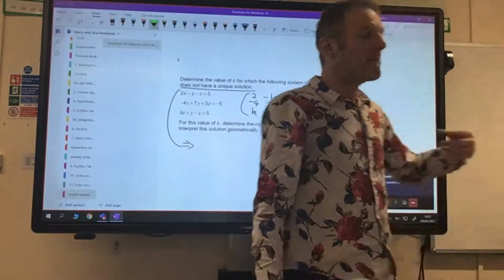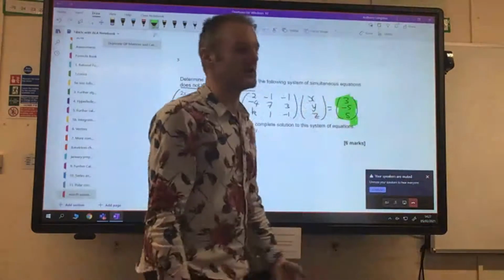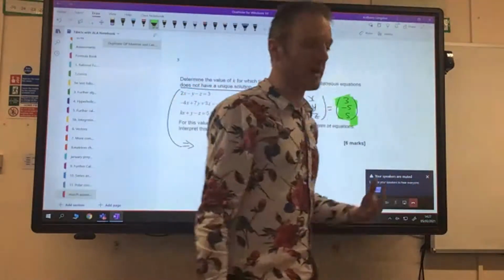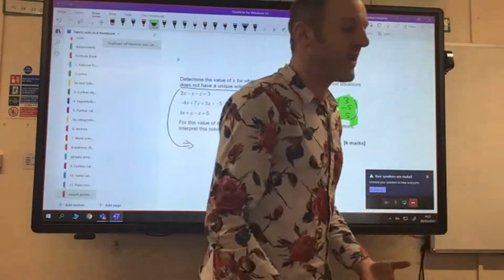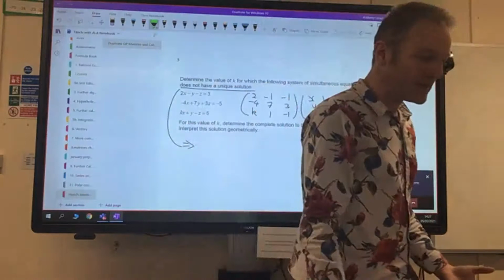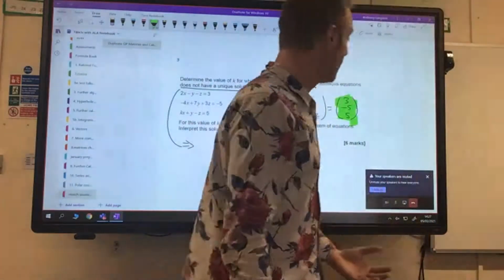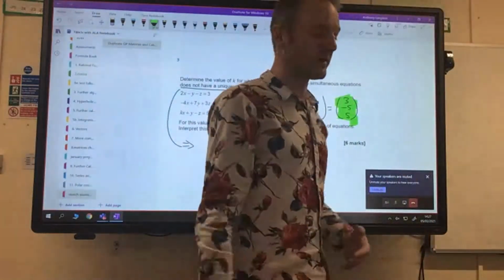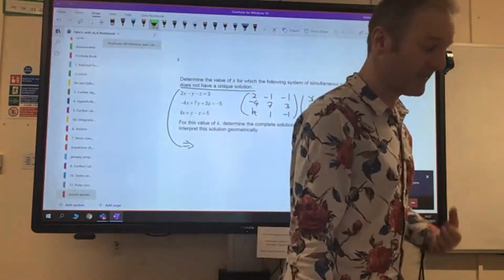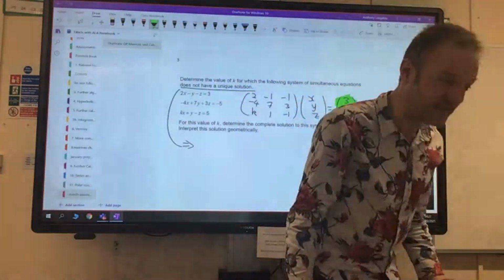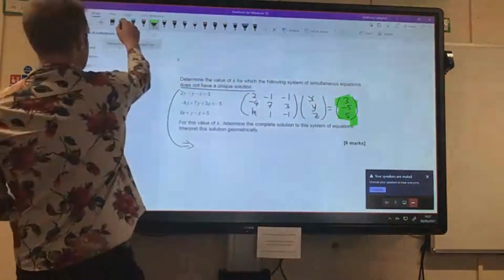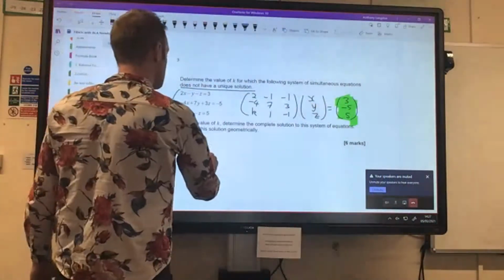Because it does not have a unique solution, if we multiply the right-hand side by a matrix, we'll get an answer. So it not having a unique solution must mean we can't multiply by a matrix, and the matrix we were trying to multiply by was the inverse matrix. Well, if we can't multiply by the inverse matrix, it means the inverse matrix does not exist. Under what conditions does a matrix not have an inverse? The determinant is 0.